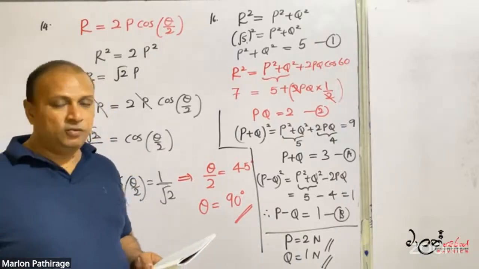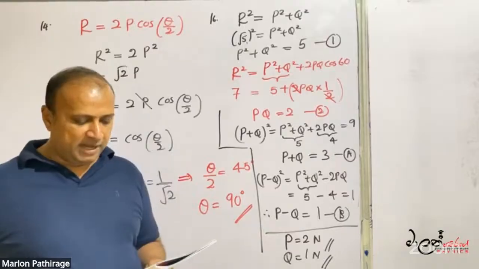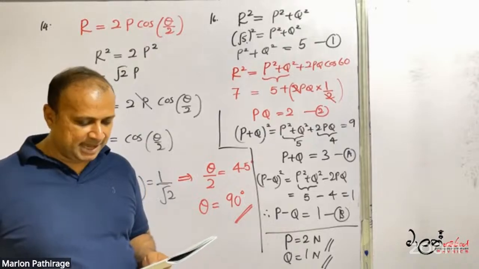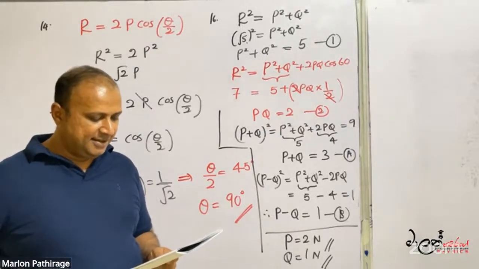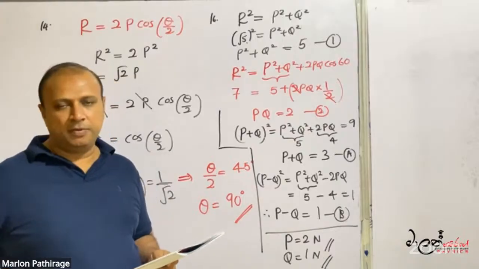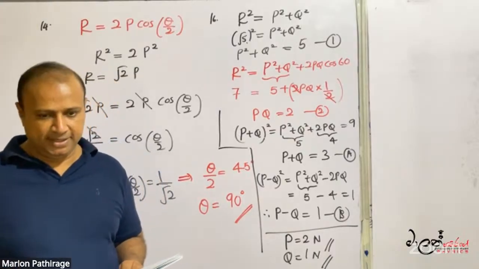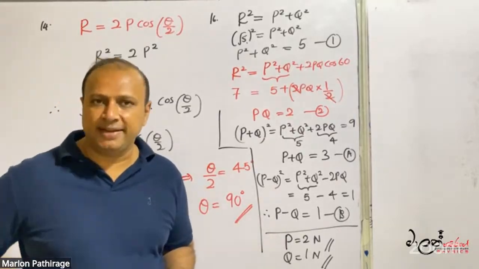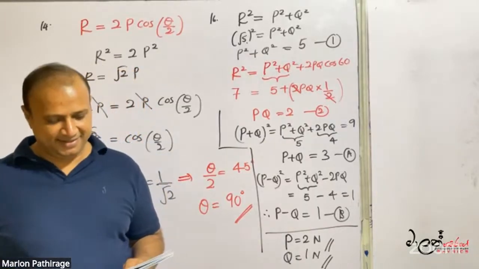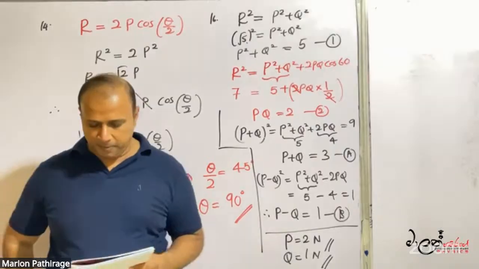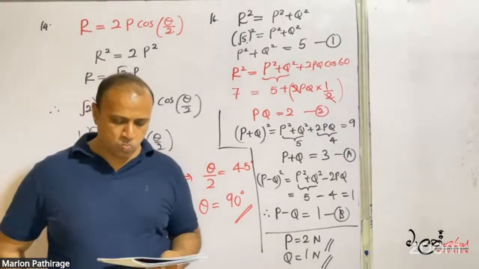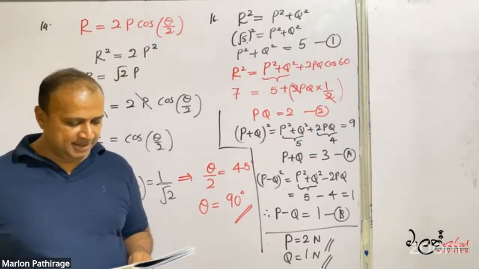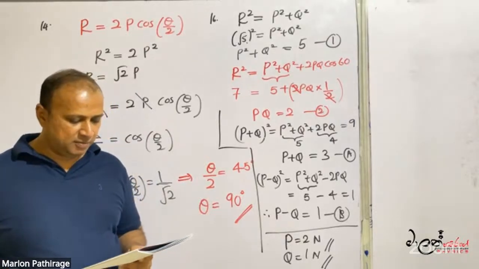Find the angle between the two forces and the angle that the resultant force makes with the small force. So you have to find two angles. One is the angle between the two forces, the other one is the angle between the resultant force and the smaller force. Two forces acting on a point, the larger force is twice the smaller force.